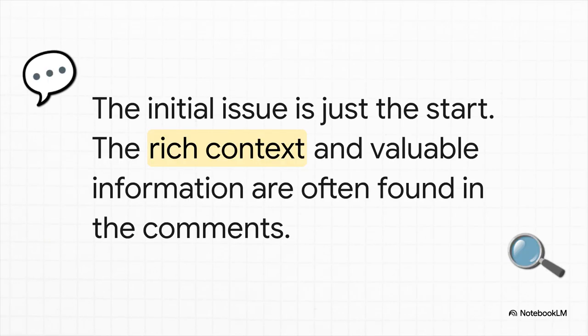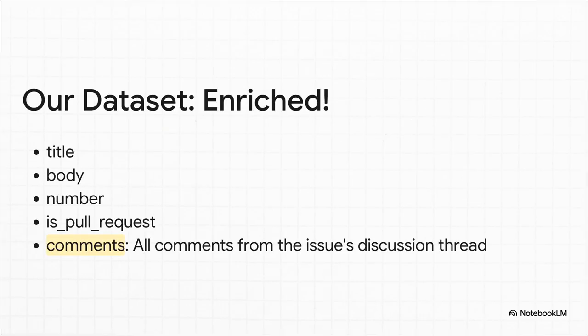But think about it. So much of the valuable information isn't in that original post. It's in the conversation that happens after. The real magic, the rich context, the solutions. That stuff is almost always buried deep in the comments. So we go back to the API. For every single issue, we then pull down its entire discussion thread. By adding this as a new comments field, we're doing more than just adding data. We're injecting a whole new layer of rich human conversation into our dataset. It's a total game changer.